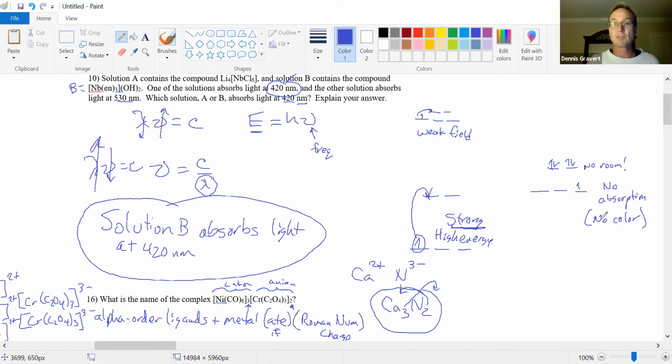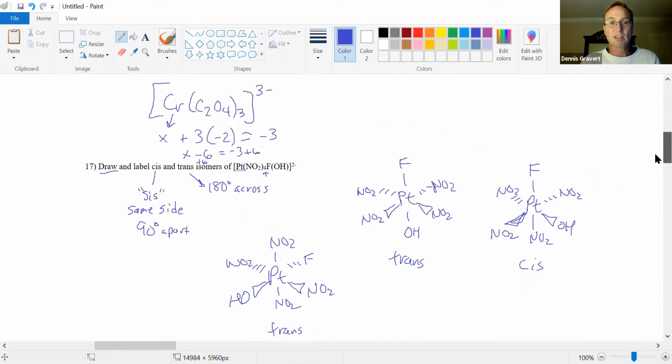A solution of the transition metal complex where the upper orbitals of your d splitting pattern are all full, there's no room for the electron to jump up there. The light will just go through. It won't be absorbed. Okay, so that's the one thing you have to look out for.